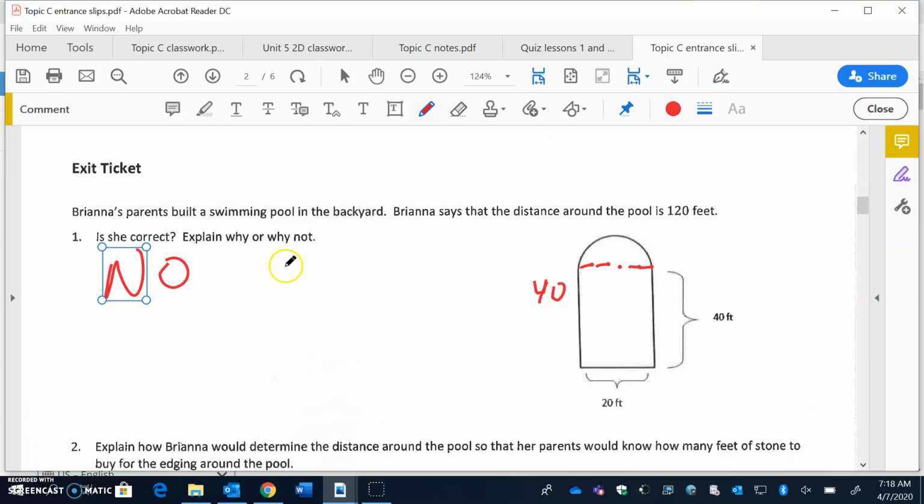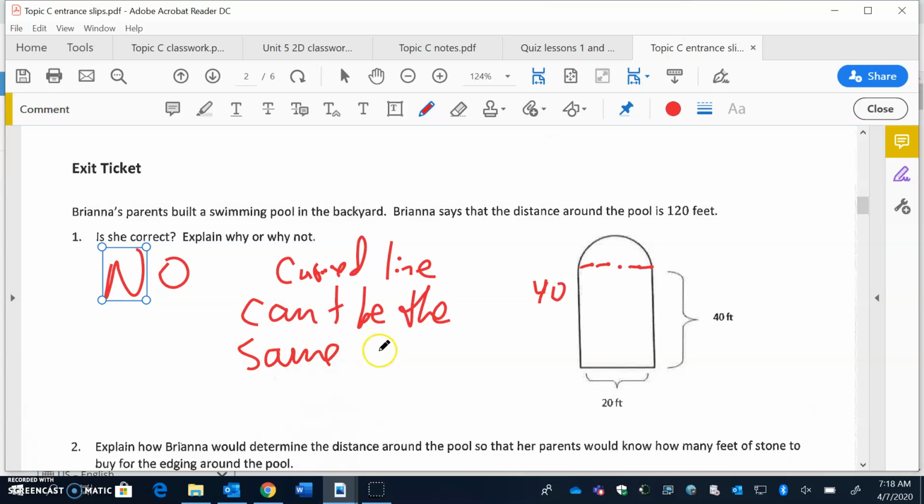So the idea is that a curved line can't be the same as a straight line. So that's the idea here, that this straight line, which is 20, cannot be the same as this curved line. Think about walking. It's not the same distance when it comes down to it.